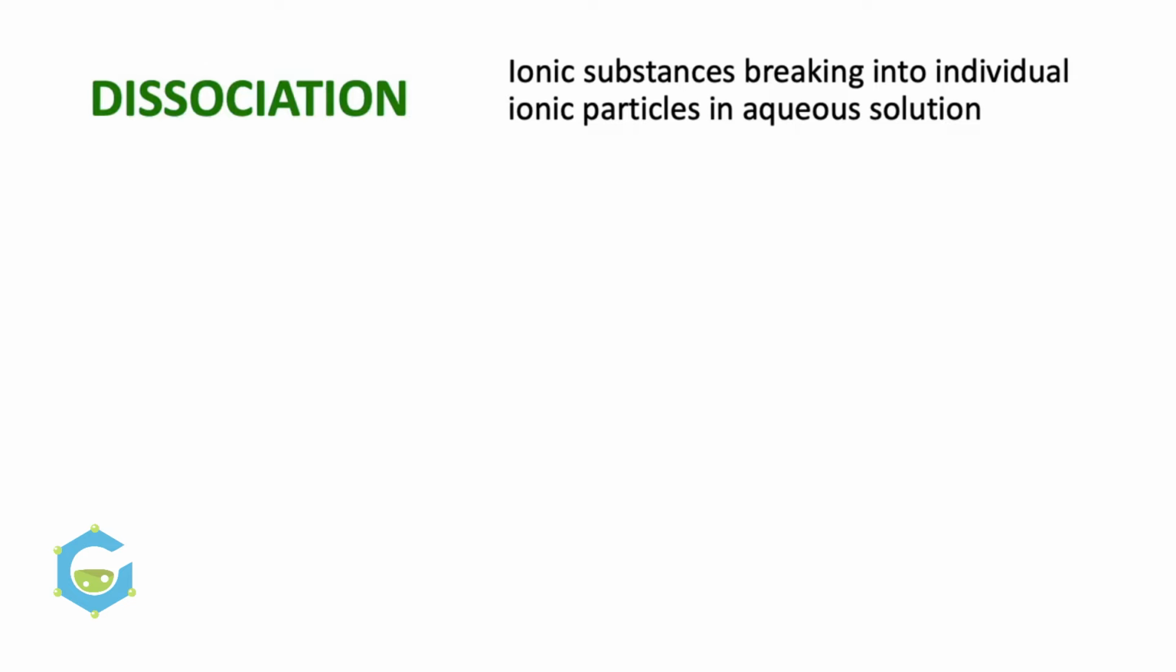Oftentimes these are ionic compounds, but not always, as you will see later on. If you have a polyatomic ion, like let's say bicarbonate, that's going to stay as one unit. The individual atoms within a polyatomic ion will stay together. They won't come apart in solution.